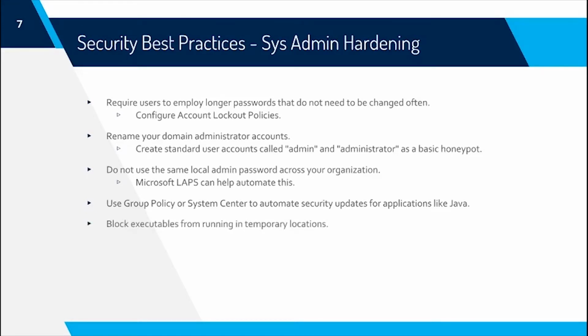To add yet another layer of protection for your desktops, you can use Group Policy software restriction policies to block executables from running in temporary locations, which is a great way to stop malware and ransomware. And if you want to get really hardcore, use AppLocker to whitelist applications.